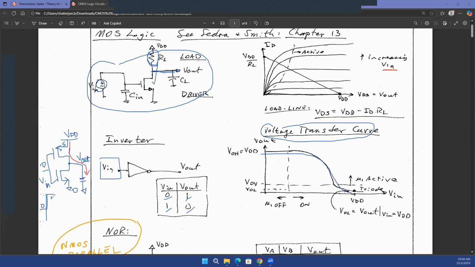Now let's see what happens in the other half. Let's say your input has changed from 0 to 1. So what is happening when your input is equal to 1? If your input is equal to 1, the VSG of the PMOS is going to be equal to 0, right? Because source is connected at VDD, which is digital 1, and gate is connected to digital 1, which is also VDD. So VSG of the PMOS becomes 0. Whereas VGS for the NMOS, the gate to source voltage of the NMOS, is now VDD minus 0. So your NMOS device turns on.